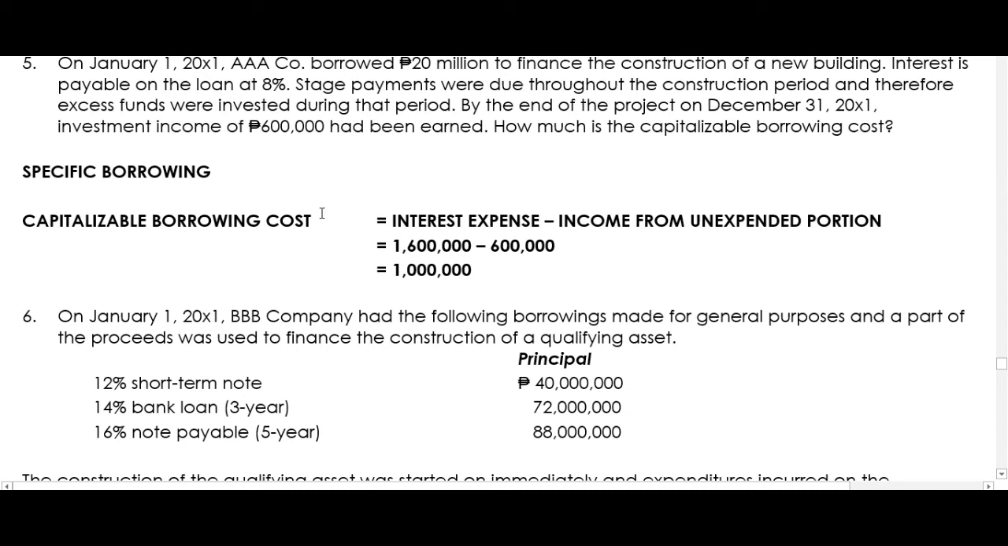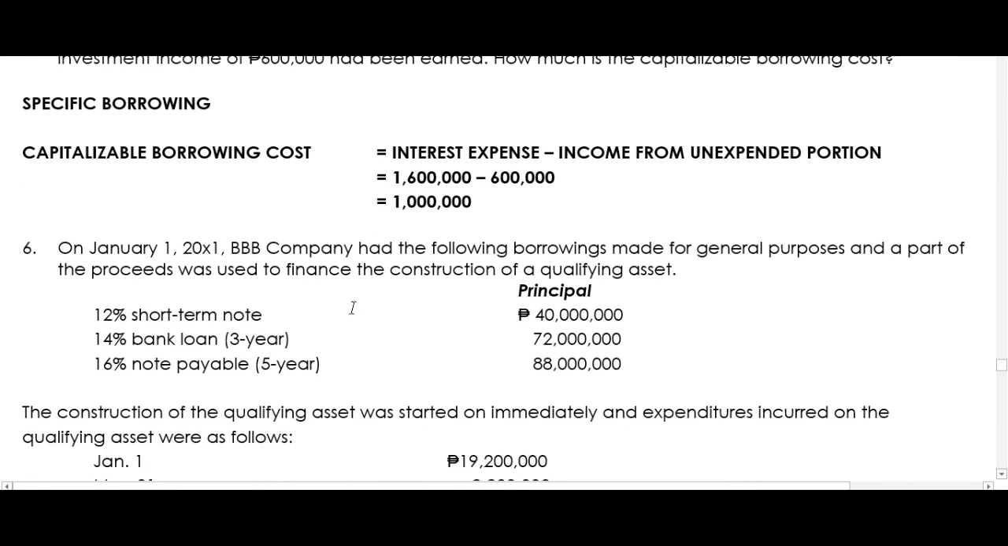So again, this is a loan relating to or attributable specifically doon sa kino-construct na qualifying asset. So gagawin mo lang, kunin mo yung interest expense, ibawas natin yung interest income sa unexpended portion. So kung ang inutang mo ay 20 million, multiply mo ng 8%, that's 1,600,000. Ibawas mo yung 600 na investment income, so lalabas 1 million. So ang borrowing cost lang natin na i-capitalize natin for number 5 is 1 million.